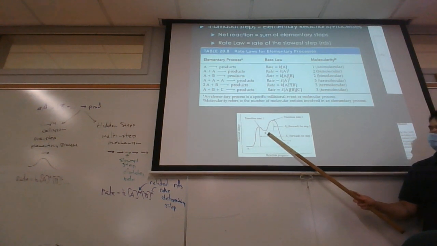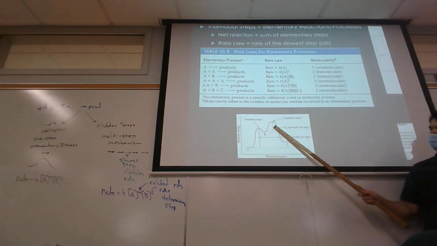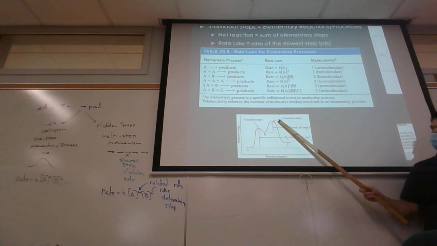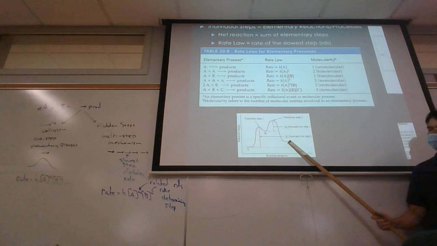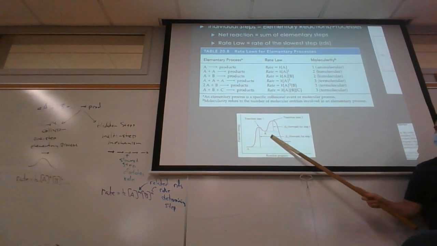But this is not the final product. This is what we call an intermediate product. And then the intermediate product has to undergo a collision, in this case a unimolecular collision, with enough energy and orientation to form this transition state, which can fall into product here. And so this is what we call a two-step mechanism.